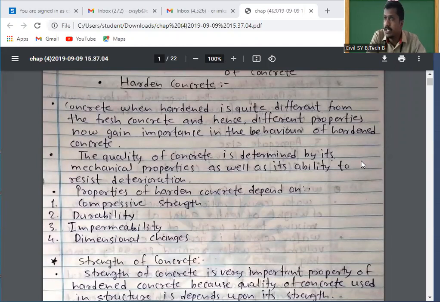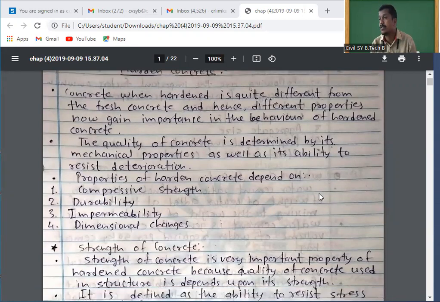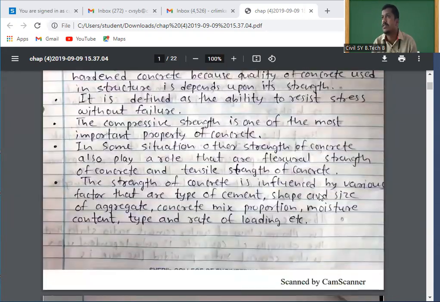In the hardened concrete, which properties are we going to check, or on which things are we going to assess the hardened concrete? Some of the properties I am going to highlight here are the compressive strength, durability, impermeability, and the dimensional changes. The first point we have started our discussion with is the strength of the concrete.